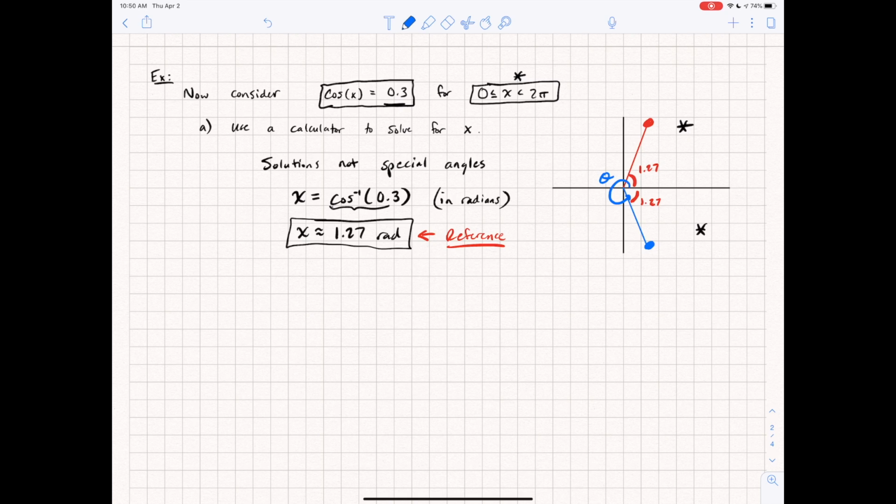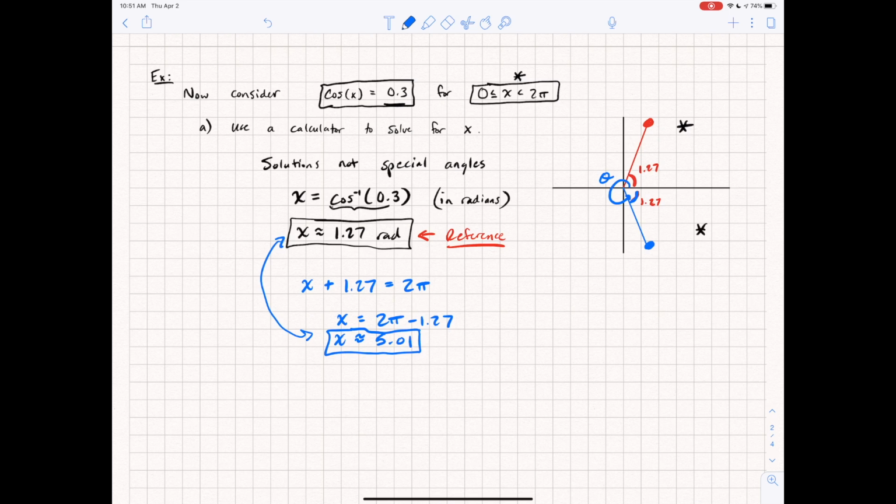Well, if I think about it, notice that theta plus this 1.27 would create a full circle, which is 2 pi. So in order to find my second possible solution, and here I'll put this back in terms of x, I just need to subtract 1.27 from 2 pi. And so this is going to give me approximately 5.01 when I round to the second decimal place. So here are my two solutions to the original problem of cosine of x is equal to 0.3.